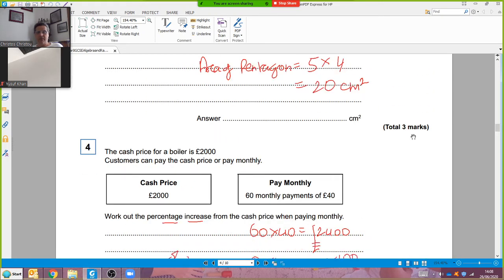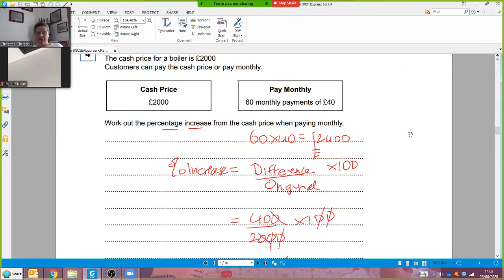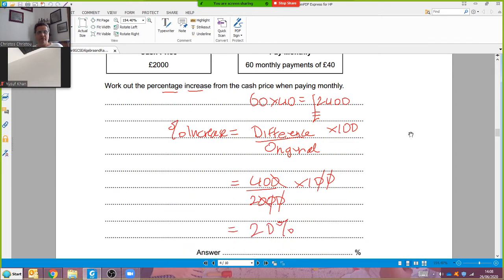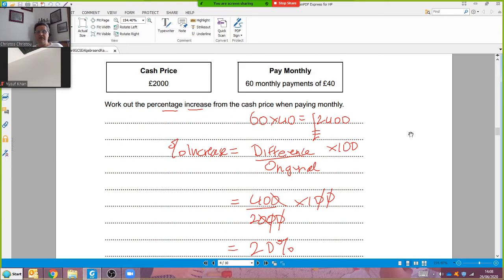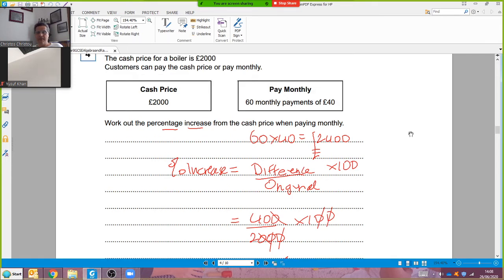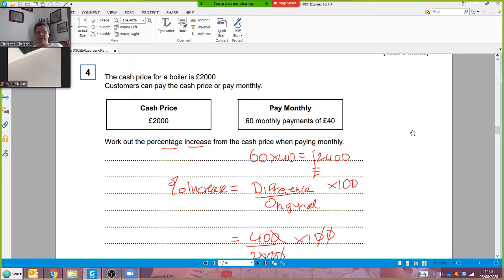Okay, so some of you look at this and then you just crash. Look at the number of marks, 4. We need to see a few steps. Now, don't be lazy-minded. Some of you are very lazy-minded. You look at this and say, I don't know where to start. But if you have to pay 60 monthly payments of £40, you're going to have to pay 60 times 40, which is £2,400.